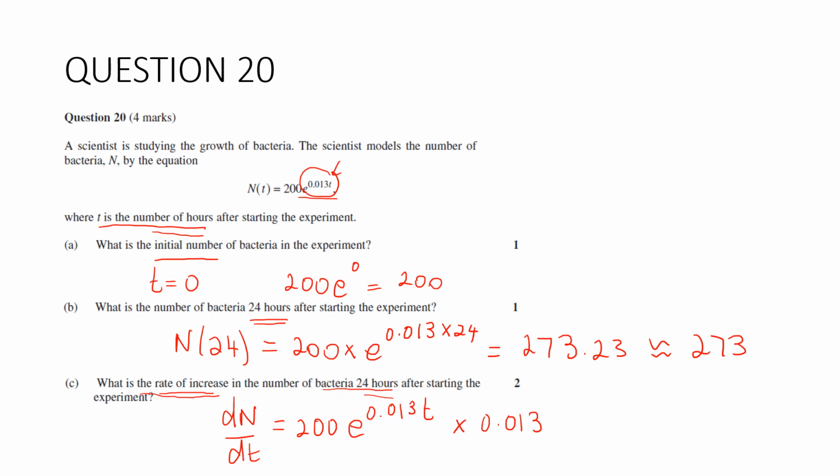What is the rate of increase in the number of bacteria 24 hours after starting the experiment? So I want to substitute in t is equal to 24. So at t equals 24, dN/dt, running out of room, just substituting in, 200 times e to the 0.013 times 24 times 0.013 is equal to 3.55. What does that mean? This is 3.55 bacteria, just call them B, per hour, because it's a rate.